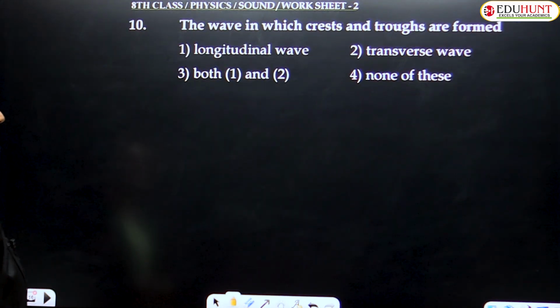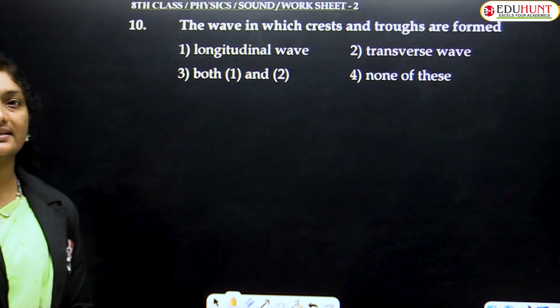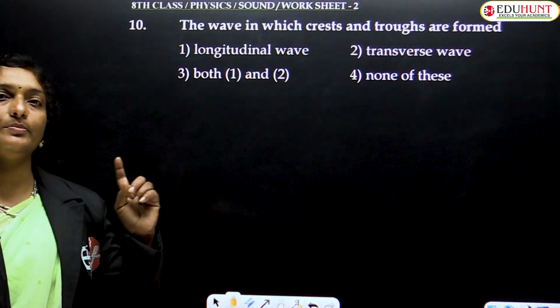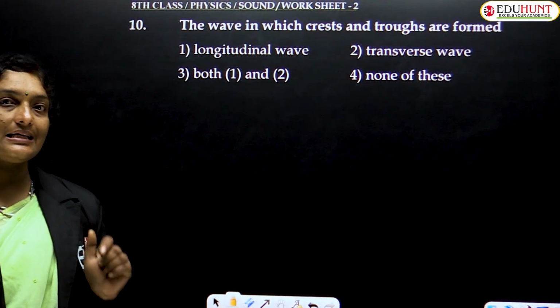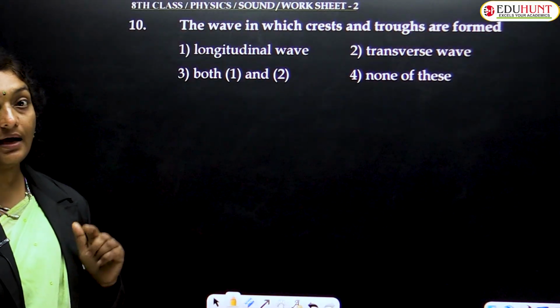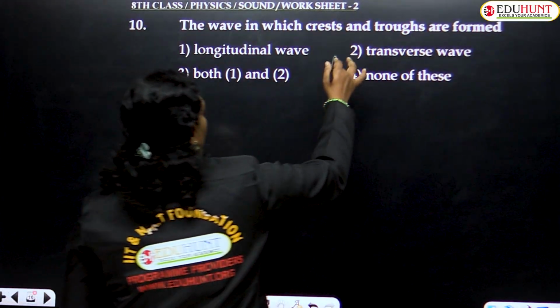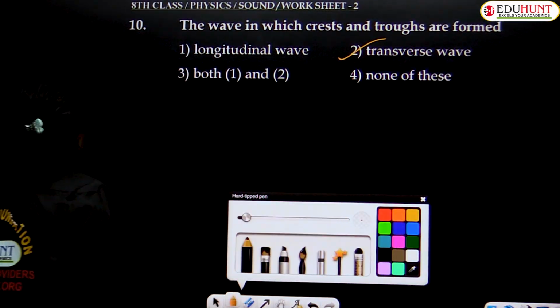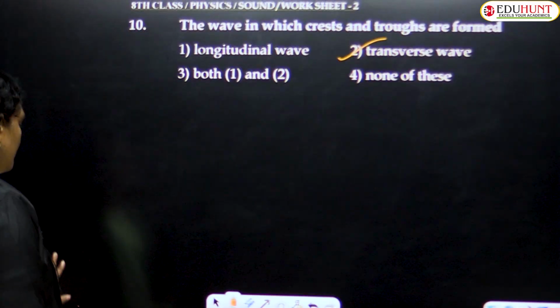So, well, now moving to the next question, the waves in which crests and troughs are formed. I told you, children, alternate compressions and rarefactions are formed in the longitudinal waves, whereas the alternate troughs and crests are formed in the transverse waves. Hence, option number 2, that is transverse wave, is the right answer.